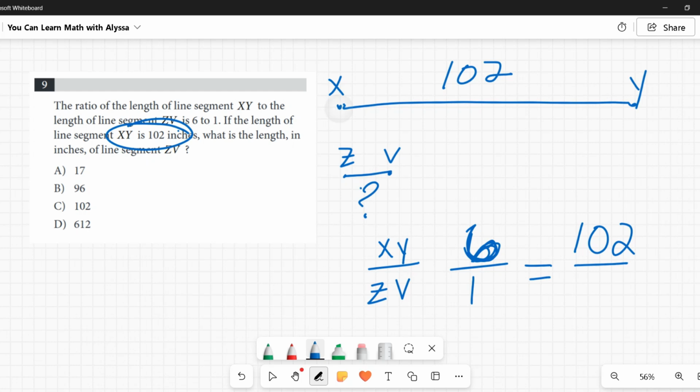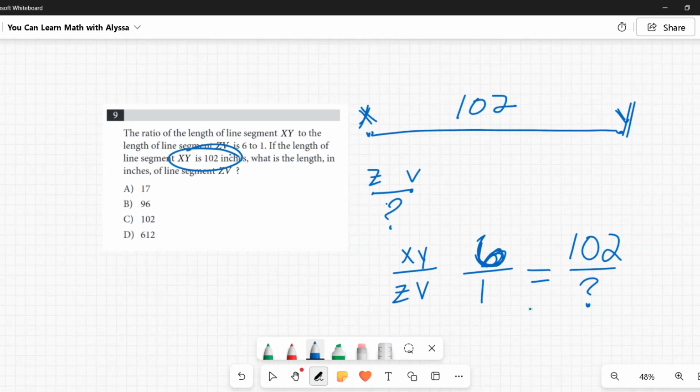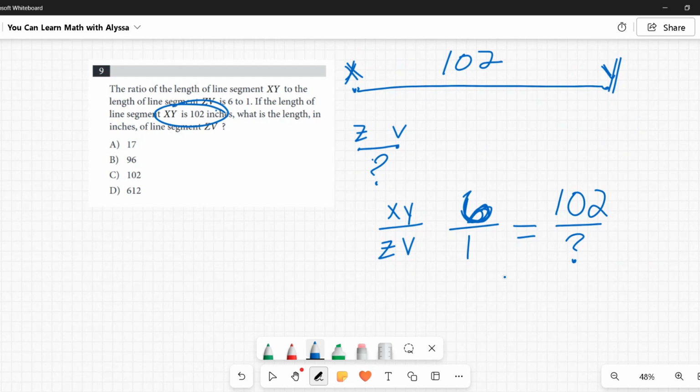And since I already have an X and a Y and a Z and a V, I'm just going to put a little question mark here instead of using yet another variable. So in this case, when we have a proportion and we have an unknown, we can always solve this by cross multiplying. It's always going to work. So I can cross multiply. I get 1 times 102, or just 102, equals 6 times my unknown. I also could have written this as 6 times ZV, line segment ZV. Either way, it doesn't really matter, just as long as we know when we're working this problem what we are multiplying this by.